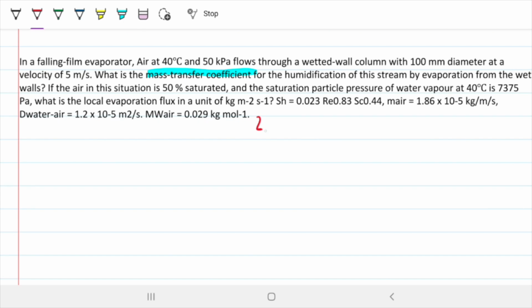So the first thing we want is to find K mass for this process. Then the other thing I want to highlight is the 50 kilopascals, because we know this is going to affect our density, right?